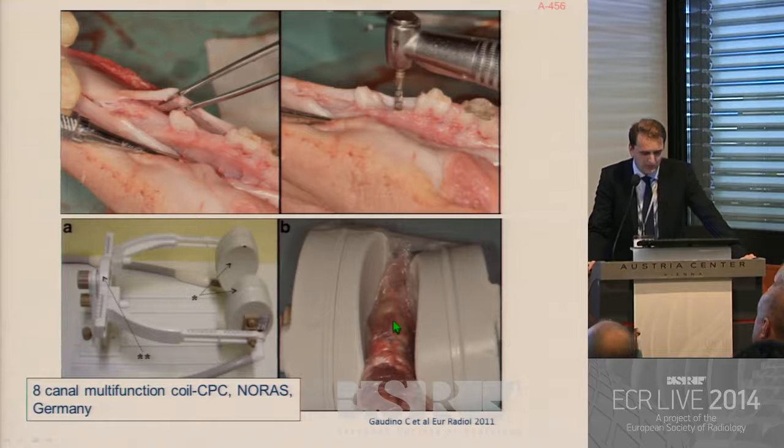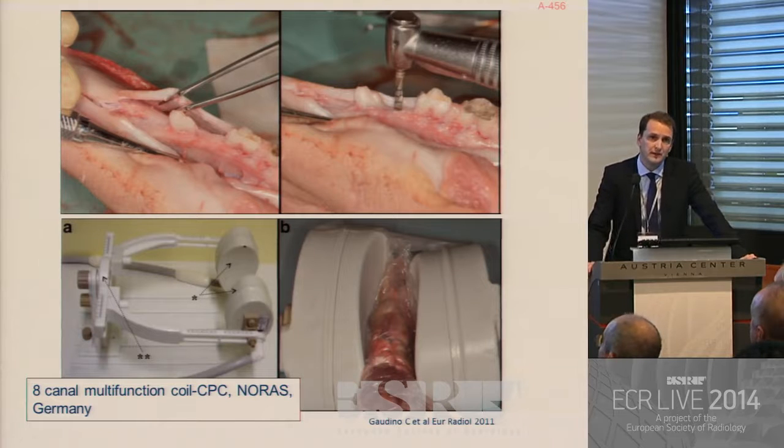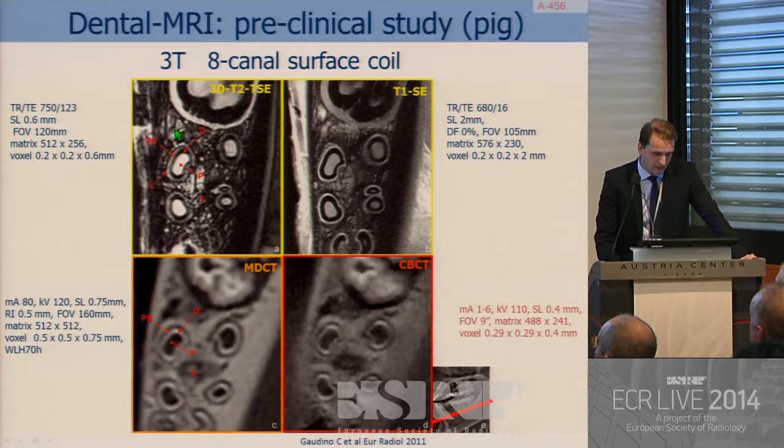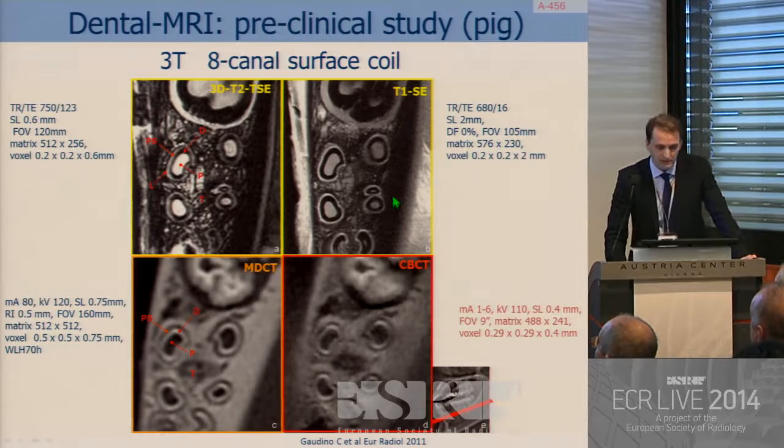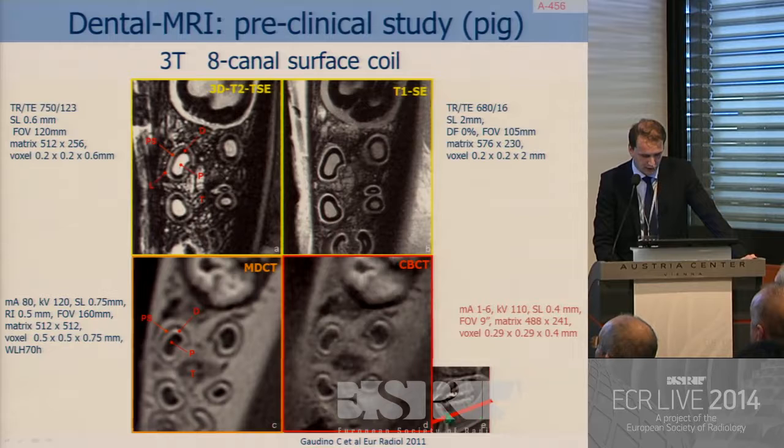And we tried to compare the images of in vitro MRI on the jaw to multi-detector CT and cone beam CT. And what we found is quite interesting. These two images are MR images of the teeth and the root of the teeth. This is the section plane. So you can see here very nicely the pulp of the root, and you can see the dentine.